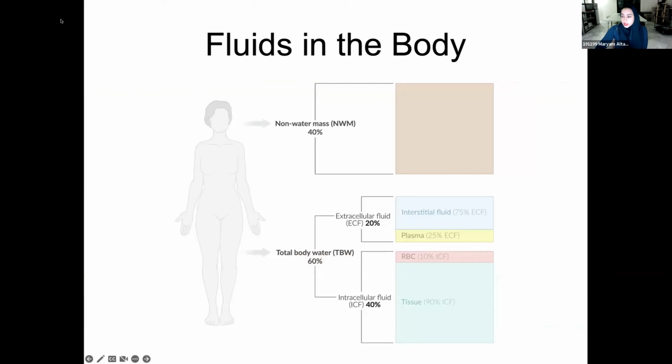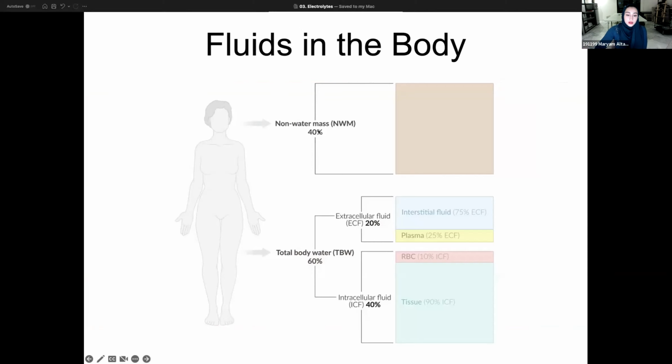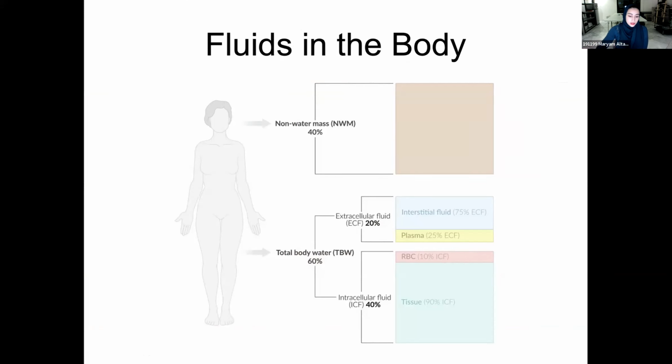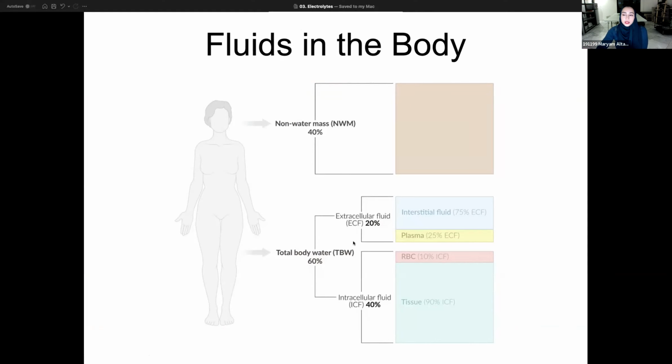So fluids are divided into different compartments. So you have non-water body mass, so that's your tissues and cells and whatnot. And then you have your total body water, which is approximately around 60%, but it's going to differ based on the person you're talking about, male versus female, older versus younger. But this is the general distribution that we tend to look at.